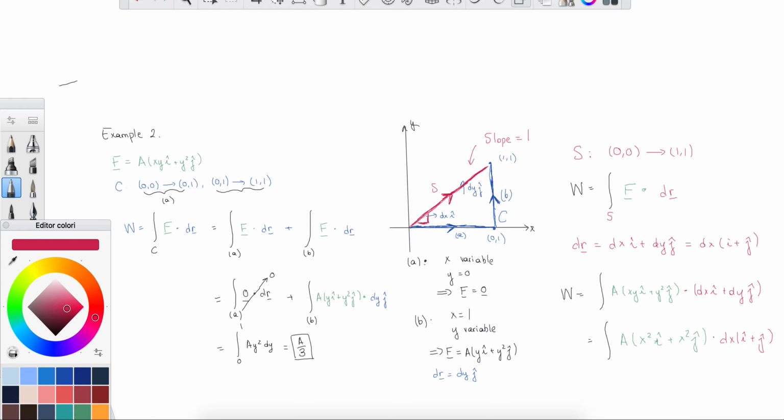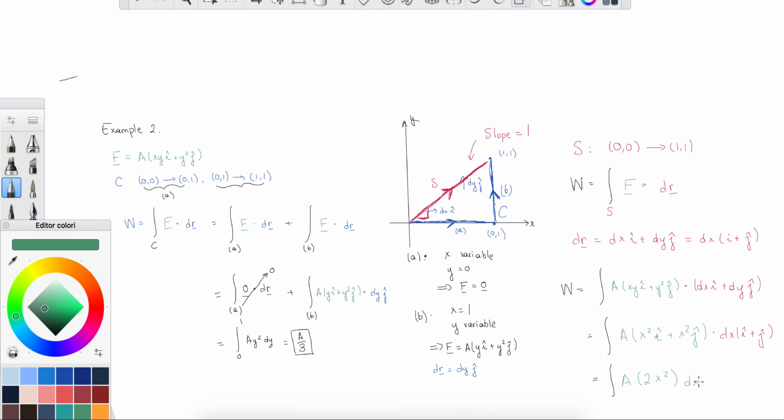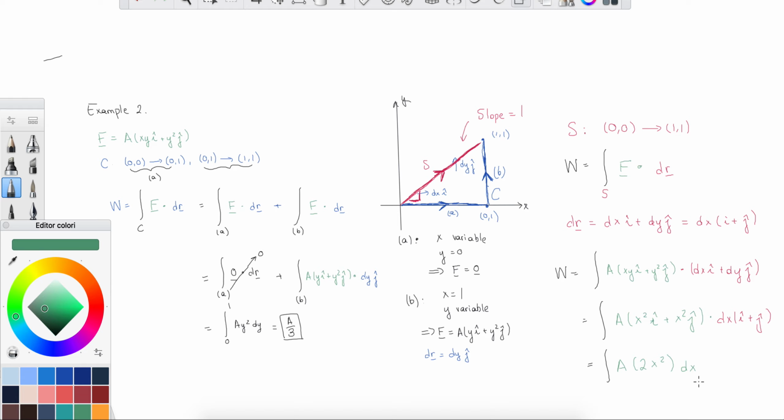Okay, and we evaluate the dot product. This is simply equal to a times 2x squared dx. That's nice. And what does x go from? It goes from 0 to 1. And in the end, we get that this is equal to 2/3 of a. Okay, so 2a thirds. So we notice that the work done in this case is greater.